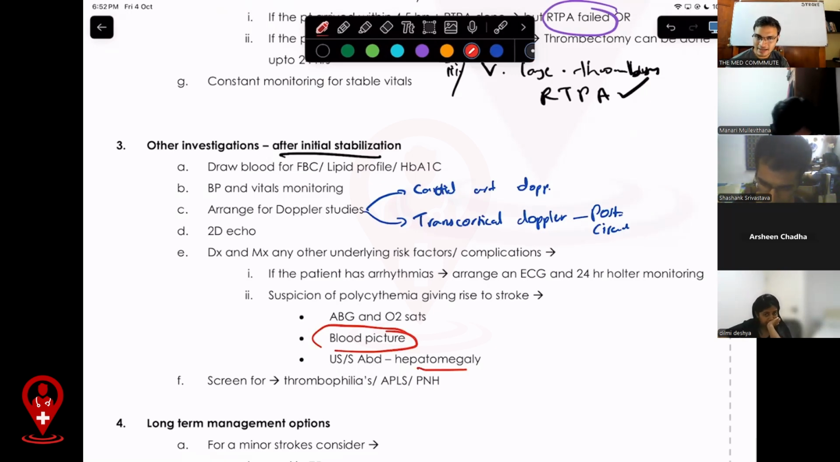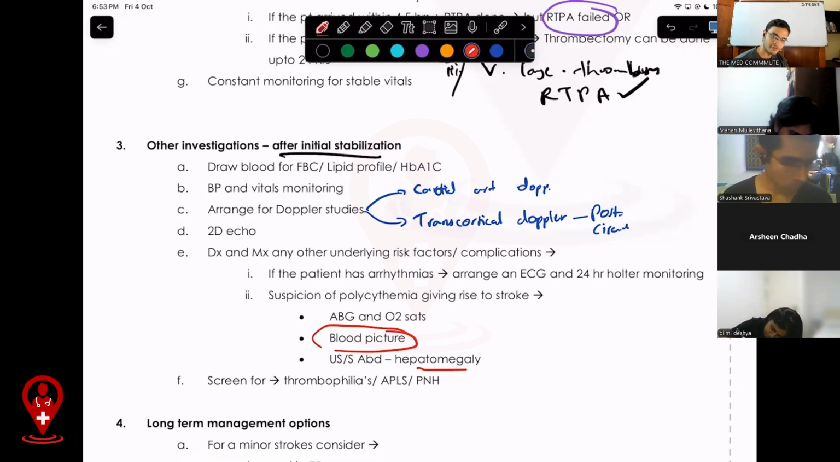Apart from this, hepatomegaly, guys. There can be some hepatomegaly. Just think of this: there are too many RBCs being produced. And when too many RBCs are being produced in polycythemia, these RBCs are not very efficient in oxygen carrying capacity. There are a lot of red blood cells, but functionality-wise, they are not very efficient. So what is going to happen in the liver and in the spleen? These ineffective erythropoietic cells are going to be broken down. So we can see some hepatomegaly. So you can do an ultrasound scan of the abdomen for that.